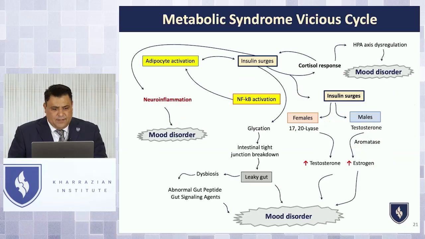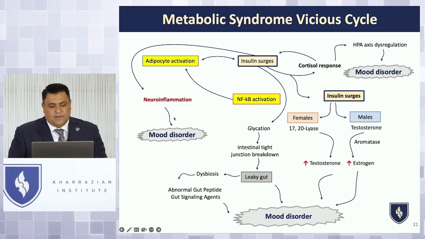Now here you have an illustration of a person who, let's say, has metabolic syndrome. Metabolic syndrome is a pre-diabetes state. This can also be the mechanisms that happen in diabetes. But you can see when there are insulin surges that take place, there are also stress responses that are activated, and insulin surges that activate adipocytes, fat cells, which creates inflammatory responses.